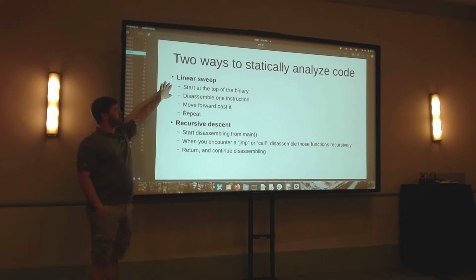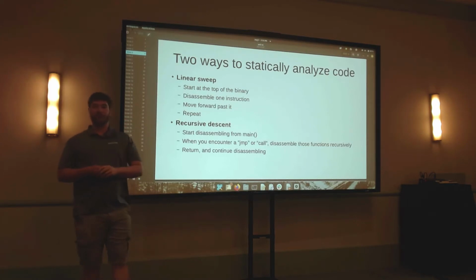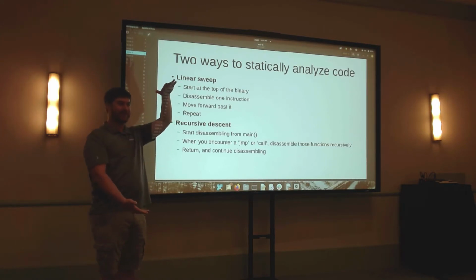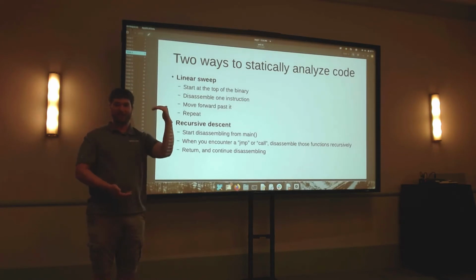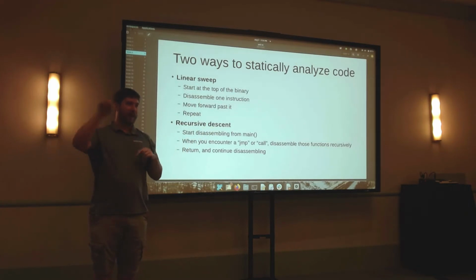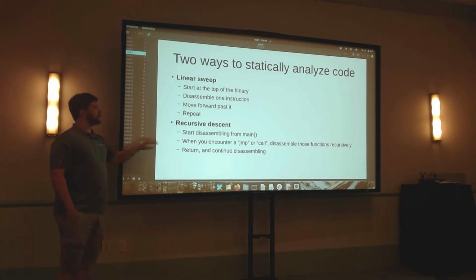One is linear sweep. With a linear sweep algorithm, we're going to start at the top of the binary, just start disassembling instructions, and move down through the whole binary until we've disassembled everything. Advantages of that, we're going to cover the entire text segment of the binary. Disadvantages, we're not really getting any information there about where the code might jump or how the control flow works, right? So another algorithm that sometimes these tools will use is recursive descent.